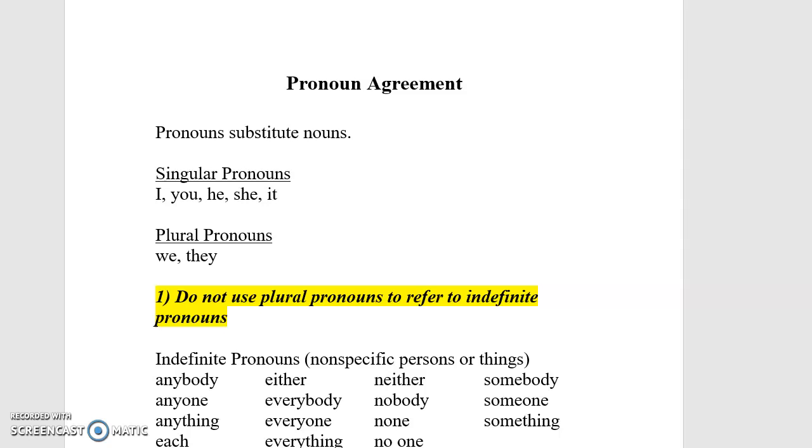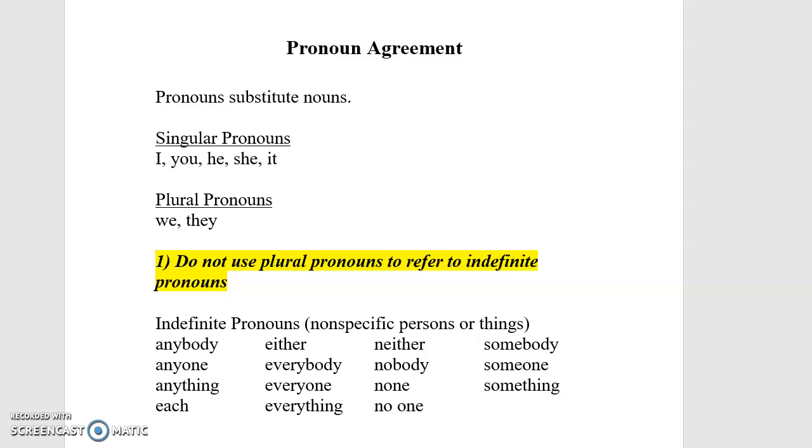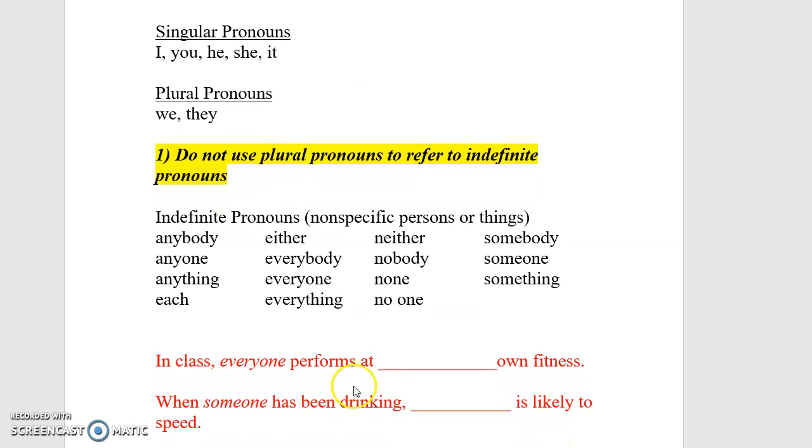Do not use plural pronouns to refer to indefinite pronouns. Okay, and these are indefinite pronouns right here. All of this. Okay, anybody, anyone, anything, each, either, everybody, everyone, everything, neither, nobody, none, no one, somebody, someone, something. Okay, so here are 2 examples.